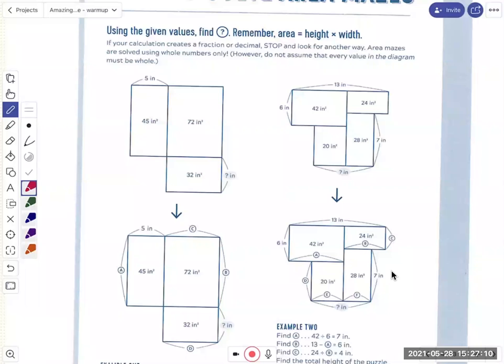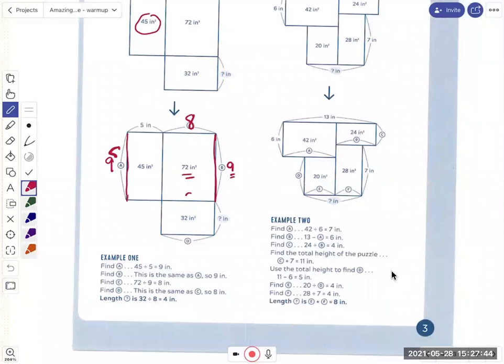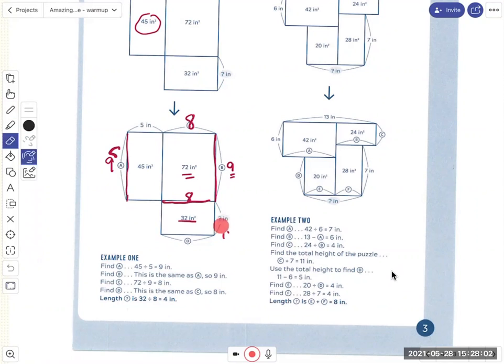If we have this first puzzle and we see a 5 here and an area of 45, then we know that this is a 9. Once you know that this is a 9, you assume all these are right angles. So if this height is 9 and this area is 72, then this is 8. If that's 8, then this is also 8. If this is 8 and this area is 32, then this is 4. Okay, so we found the question mark there.